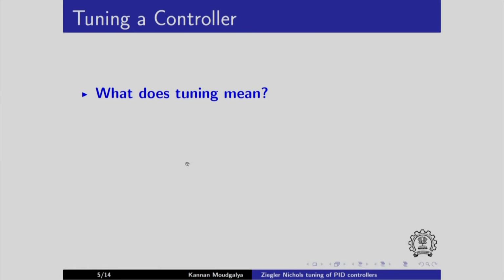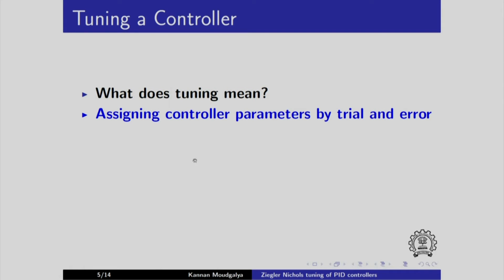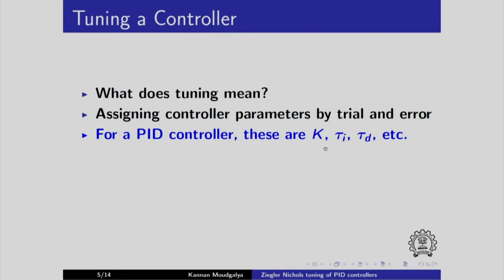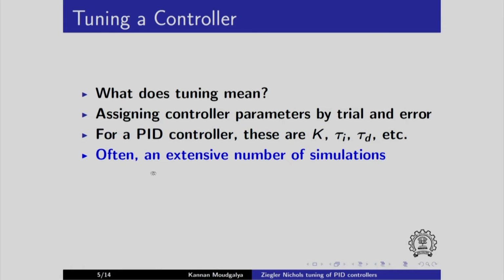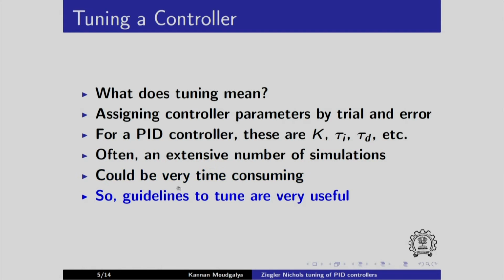Next we will take up the topic of tuning a controller. What does tuning mean? It means assigning control parameters by trial and error. For a PID controller, these are k, tau I, tau d, etc. For example, N and other parameters. Often we have to do an extensive number of simulations. It could be very time consuming. So guidelines to tune are very useful, which we will see in the next slide.